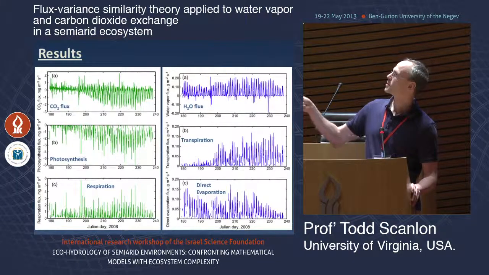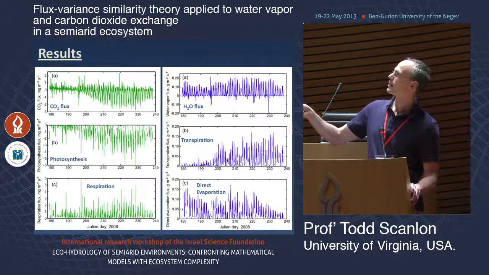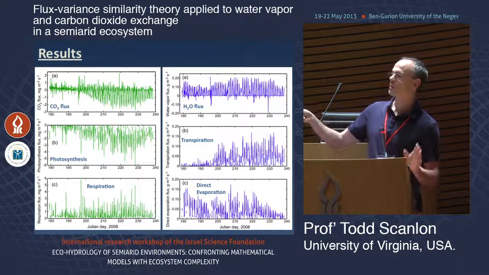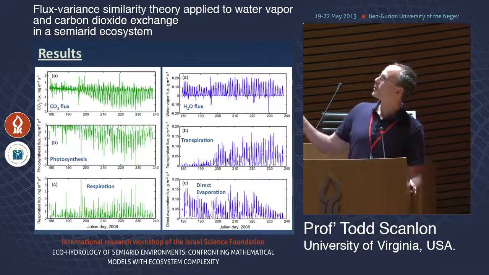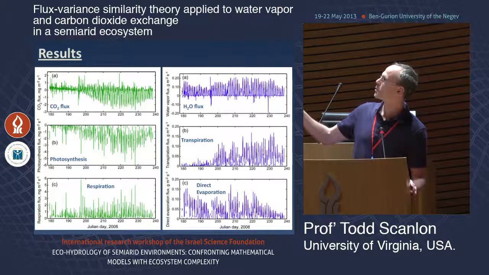These are the actual measurements of the CO2 flux and the water vapor flux. And these are what they look like when they've been partitioned into photosynthesis and respiration. I'll spend most of the time focusing on the water vapor. So again, the measured water vapor fluxes are partitioned into transpiration and direct evaporation.